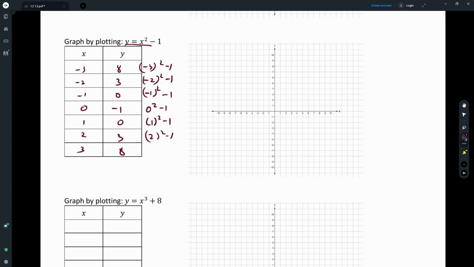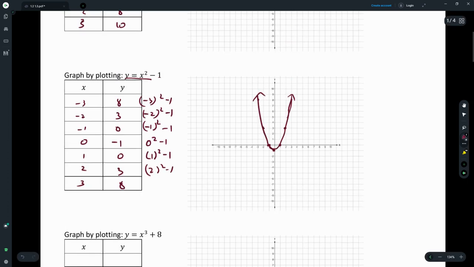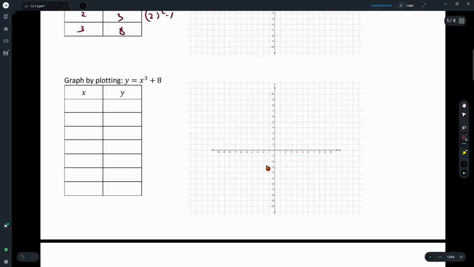All right, so 0, -1, -1, 0, 1, 0, -2, 3, 2, 3, -3, 8, 3, 8. Okay, so it's a parabola as we expected because it's the second degree polynomial. There we go. So that's how you plot, right? You plug in the values for the x's, and then you solve for the y. Okay, not a big deal. We move on to this.